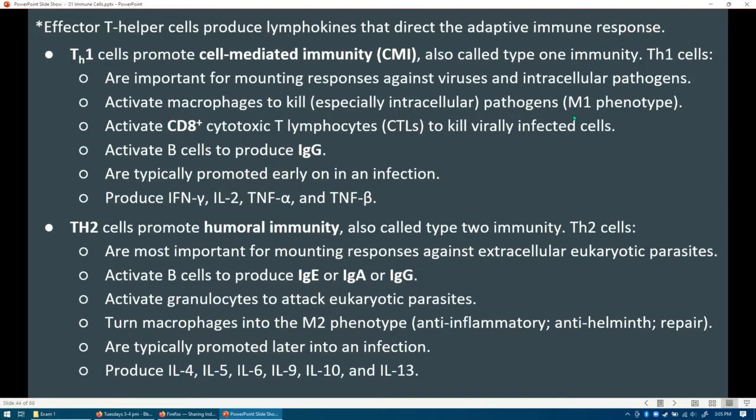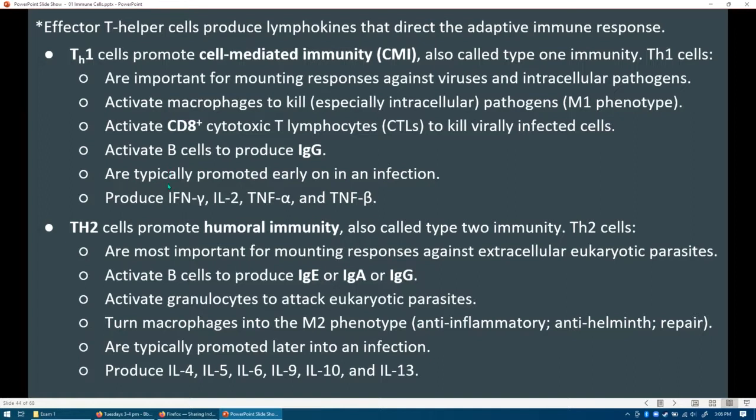And so they turn macrophages into what we call the M1 phenotype, M1 macrophages. These are macrophages that are very good at killing and ingesting things and shredding them to pieces. They are not promoting homeostasis. They are promoting chaos and death, quite literally. Th1 cells also activate cytotoxic T cells, CD8 positive T cells, to kill virally infected cells, so they help promote that response. And Th1 cells activate B cells to produce IgG, which can help coat any pathogen that's outside of cells with antibodies so that they can be taken up by macrophages and degraded and shredded.